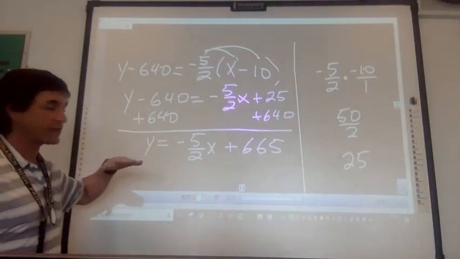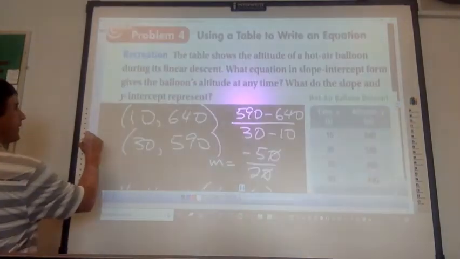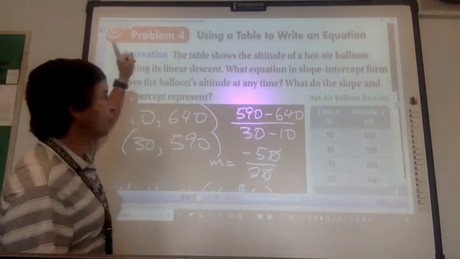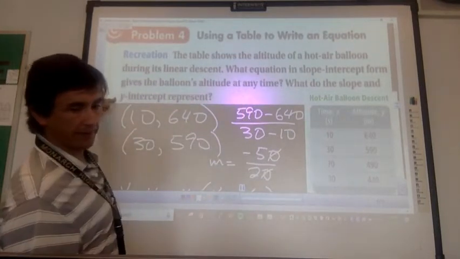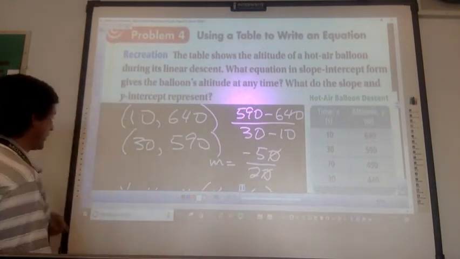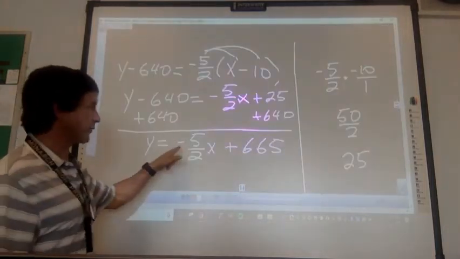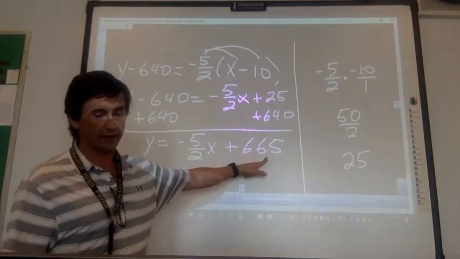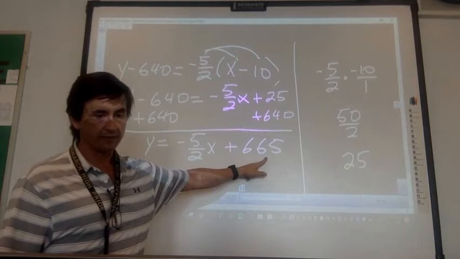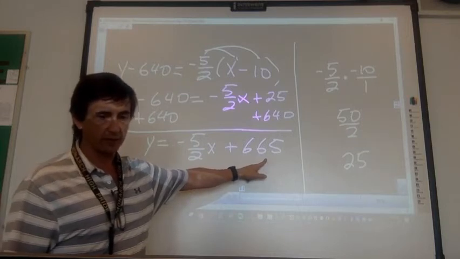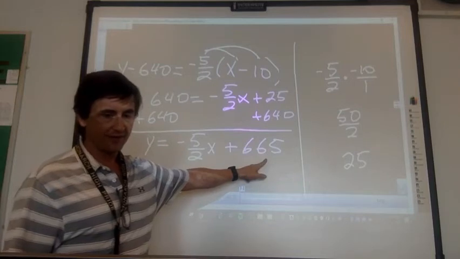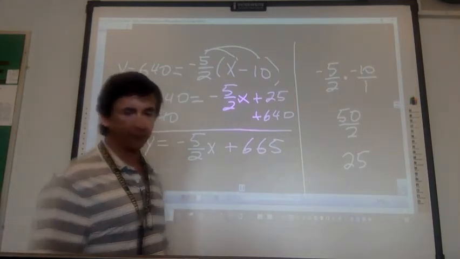Okay, so the question asks us, let's go back to that, right here, what do the slope and the y-intercept represent? So I'm going to go to our slide here. What do the slope and the y-intercept represent? Let's wait for some more hands. Raise your hand if you know. Come on, take a risk. Be brave. All right, Volpe, what you got?